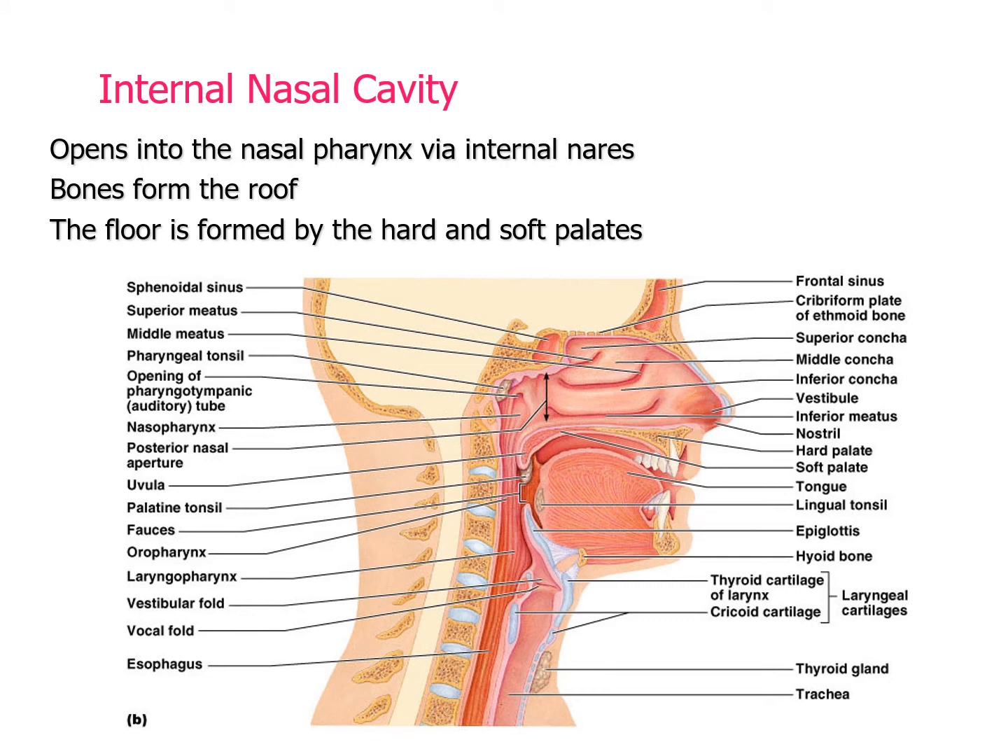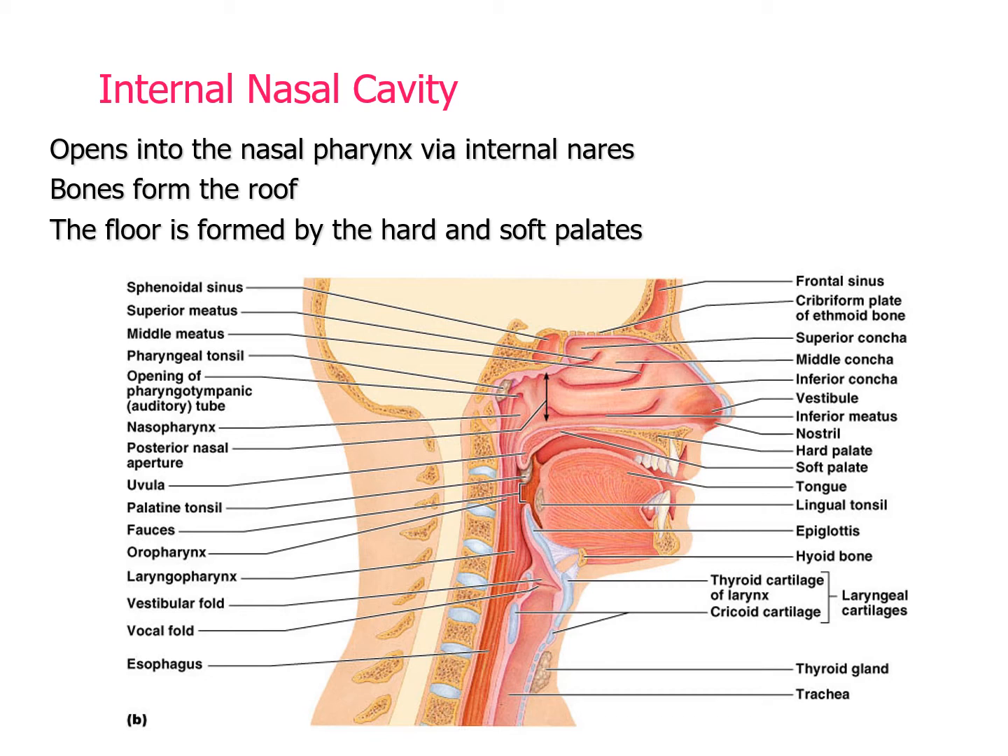When we look at a cross section, this is a midline section through the middle of the person. So we're looking now at this person's left side, the far left side of their nasal cavity in this diagram.